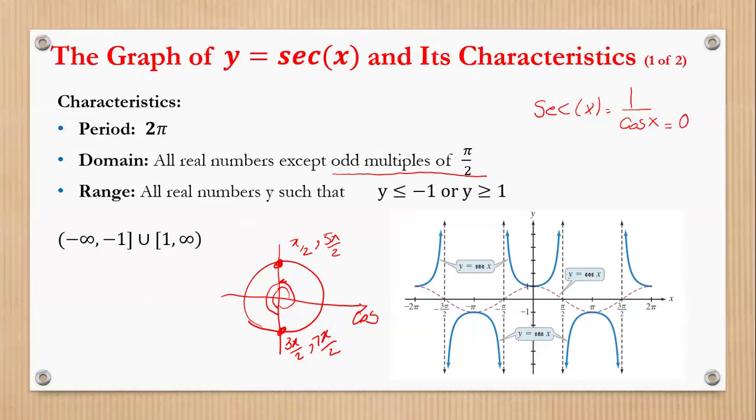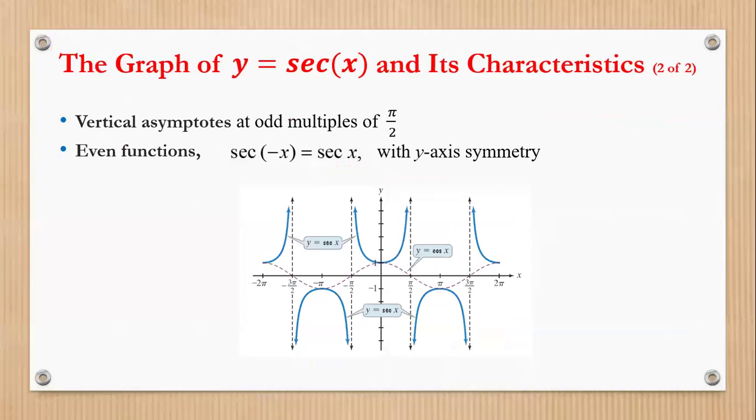The range is similar to the cosecant. Since the range of cosine is from -1 to 1, and you can see the cosine graph right now, which I'm making red. So that's the graph of cosine. And you see that all of the y values are from -1 to 1. So that means this part cannot be in the graph of secant. So the range of the secant is all values less than -1 or greater than +1.